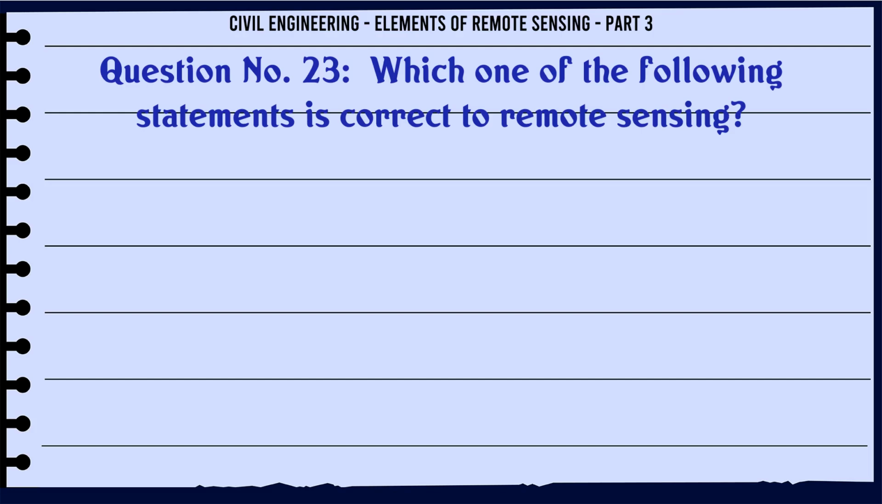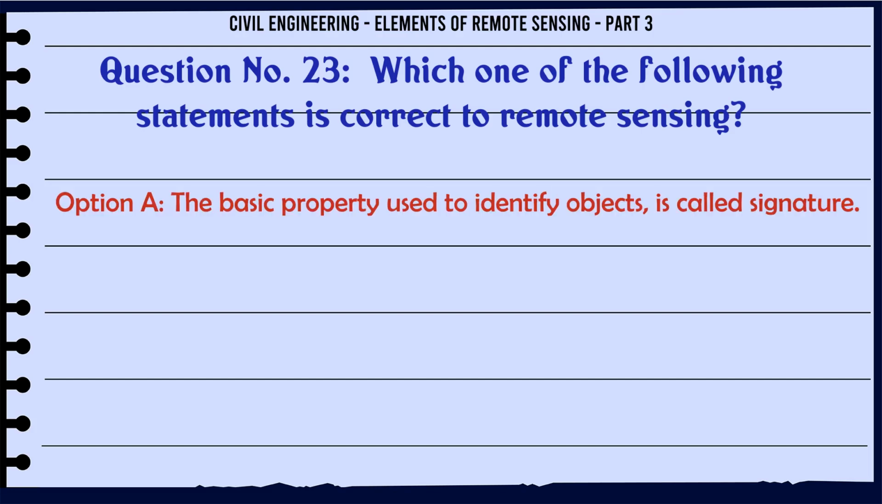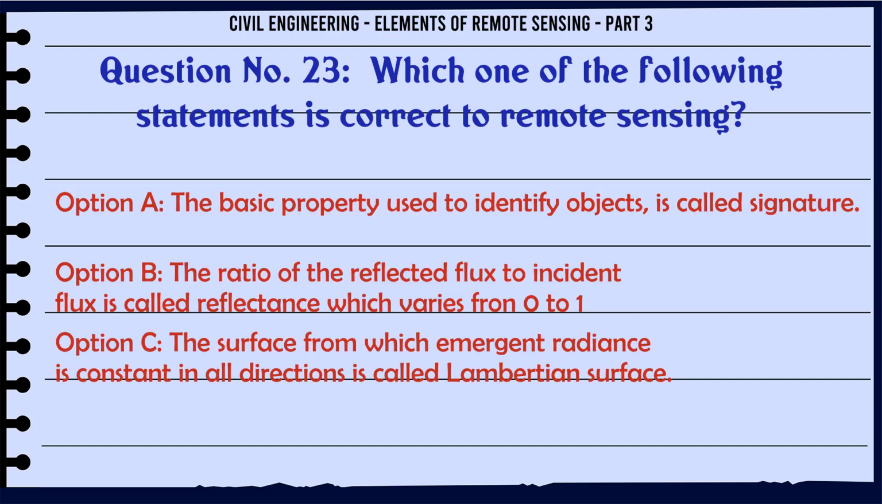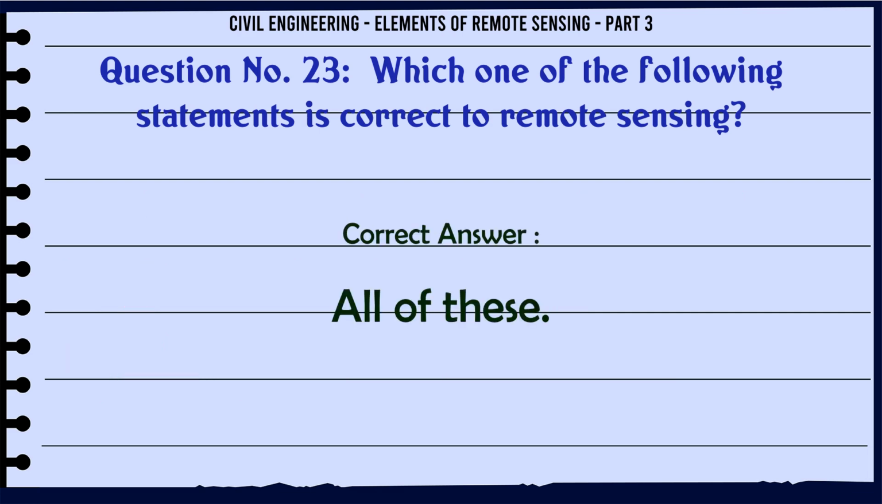Which one of the following statements is correct for remote sensing? A. The basic property used to identify objects is called signature. B. The ratio of the reflected flux to incident flux is called reflectance, which varies from 0 to 1. C. The surface from which emergent radiance is constant in all directions is called Lambertian surface. D. All of these. The correct answer is all of these.